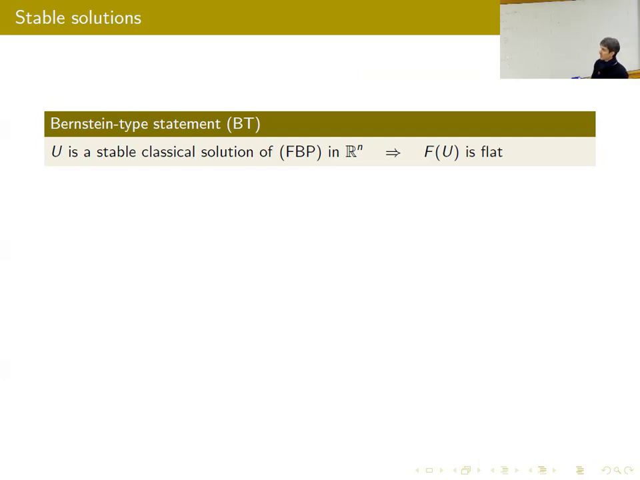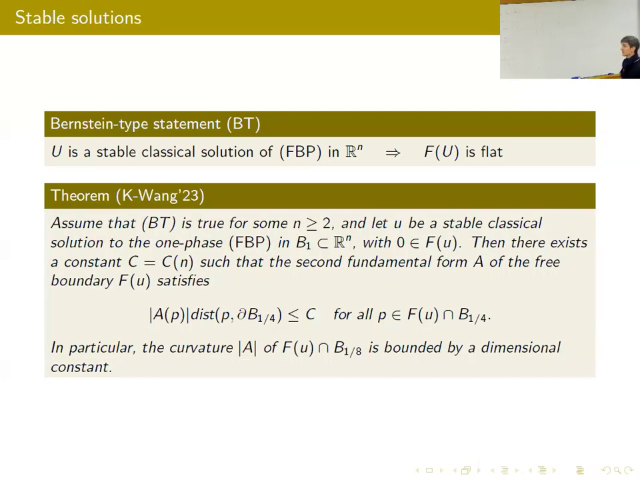And so I'm going to call this a Bernstein type statement, because it's very much related again to what happened earlier for minimal surfaces. But a couple of years ago, we proved a theorem that if this Bernstein statement is valid in dimension n, so the global problem is true, then for the local problem you get nice things too. You get curvature bounds of the free boundary.